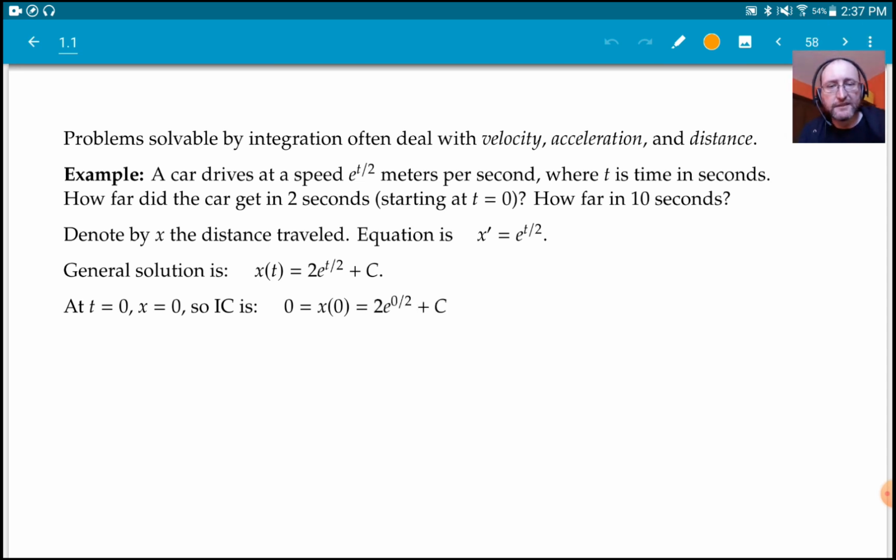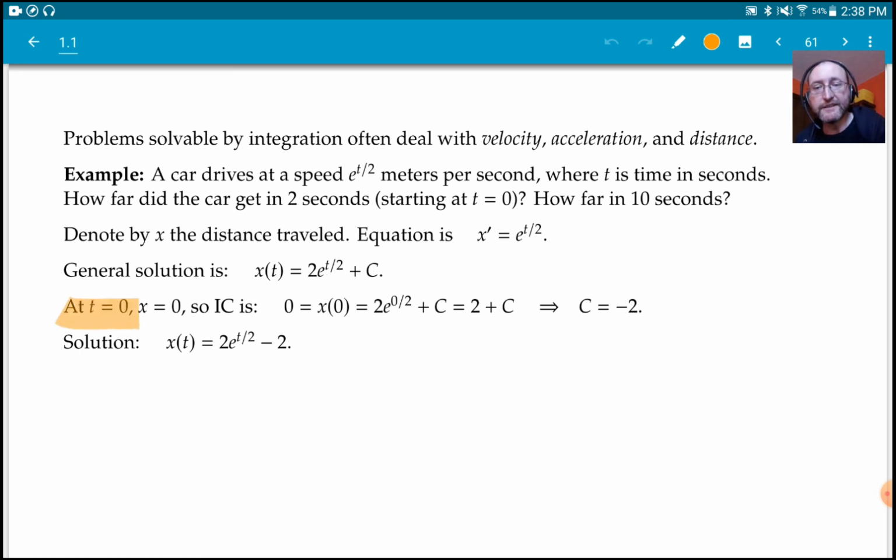Now, if I plug that in, I get 0 is 2 plus c, so c is minus 2. So my solution is 2 e to the t over 2 minus 2. That's the solution that satisfies the initial condition.